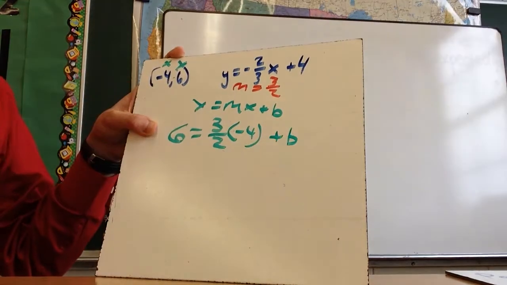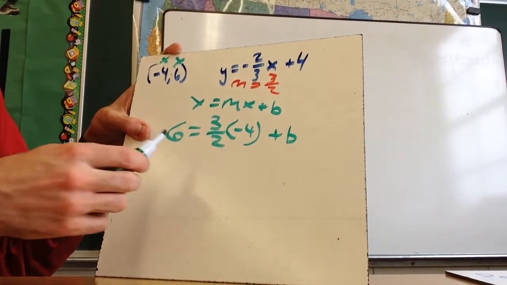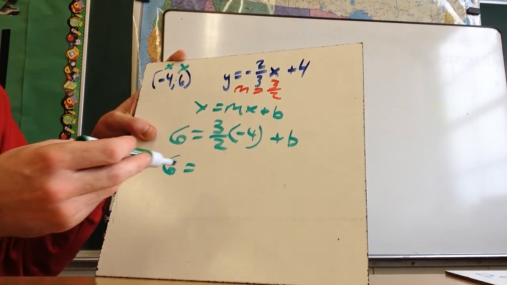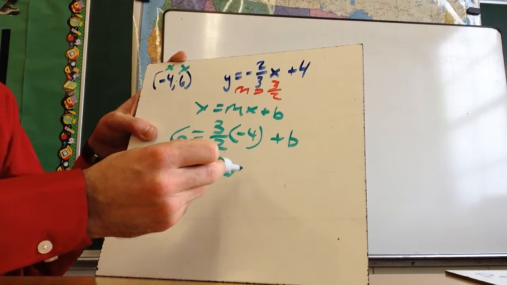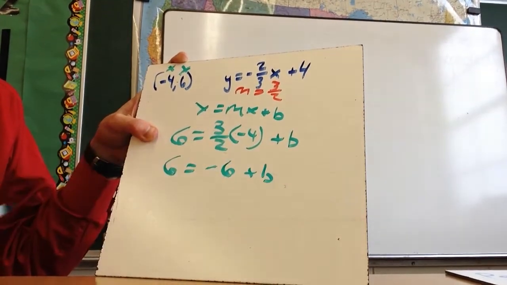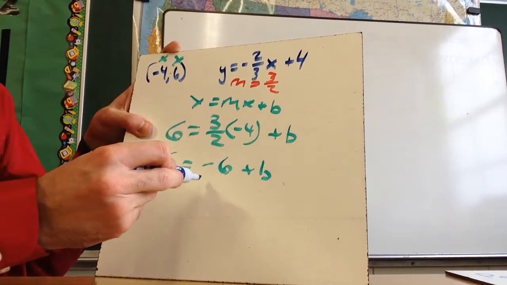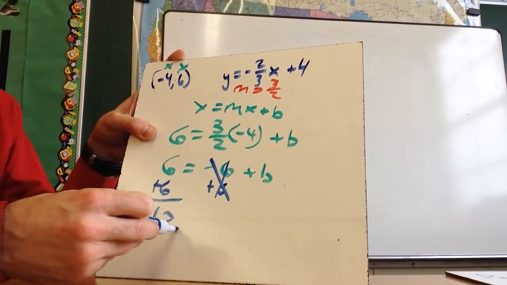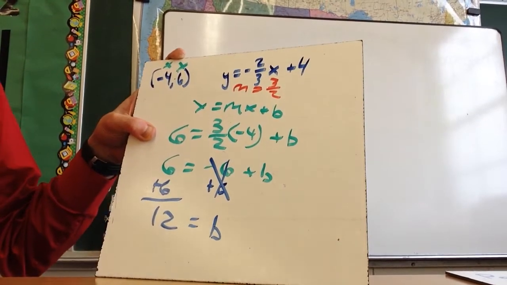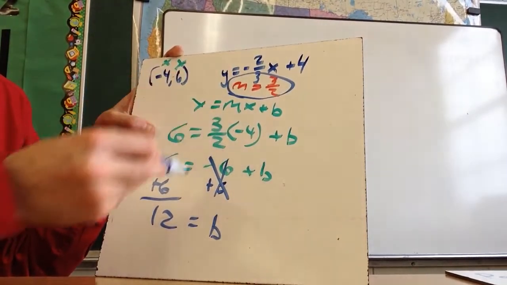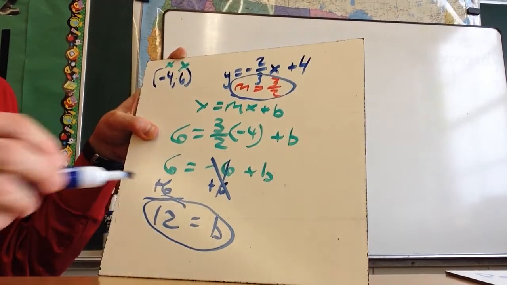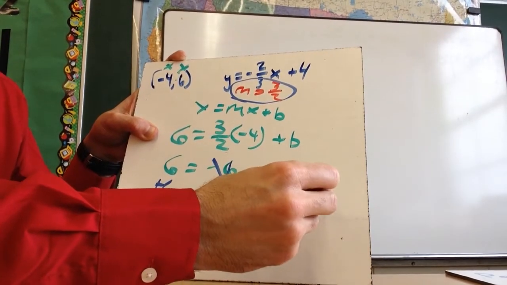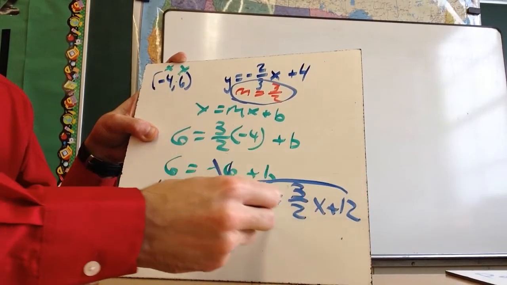solve for b. So this becomes 6 equals, this is going to be negative 12/2, so that's the same as negative 6 plus b. Sorry, I should have switched colors here. Now I'm going to have to add 6 to both sides. That will go away. 6 plus 6 is 12, so I've got b equals 12. Okay, at this point now I know my m and I know my b. So I'm going to write my equation as y equals mx plus b.